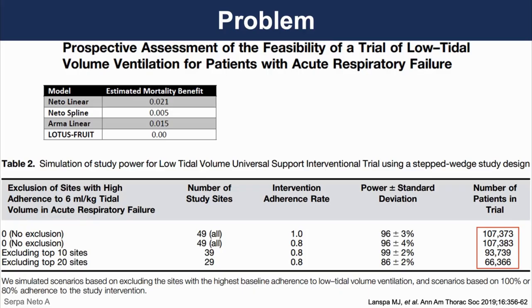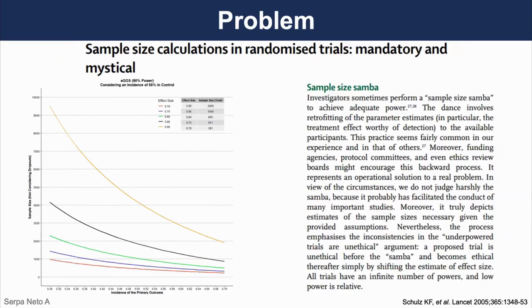So even if we exclude these sites and keep only the sites that don't provide low tidal volume as usual care, so we amplify the effect, you still see that the number of patients that we need is 66,000 patients. So theoretically, it's possible for us to show that tidal volume is associated with probably a 2% or 3% reduction in mortality compared to usual care, but we will need more than 60,000 patients to show that, which is unfeasible.